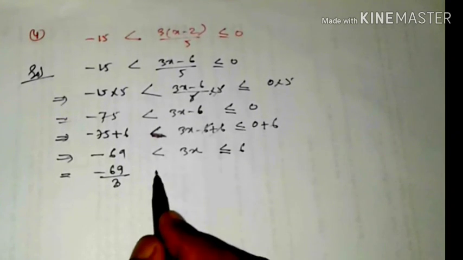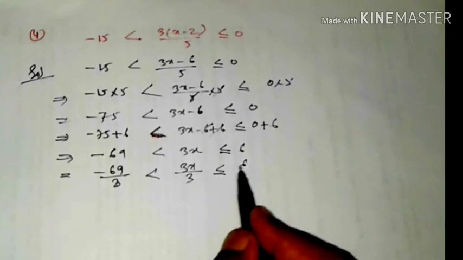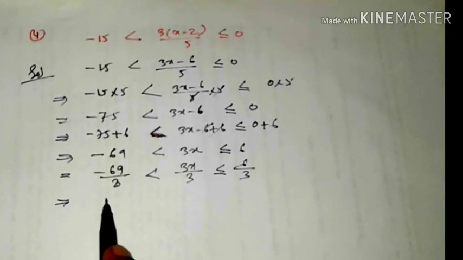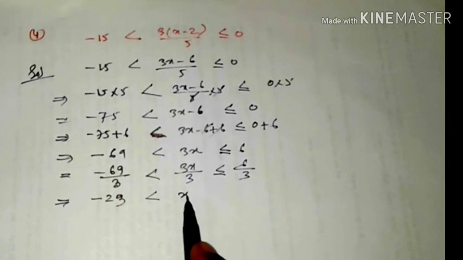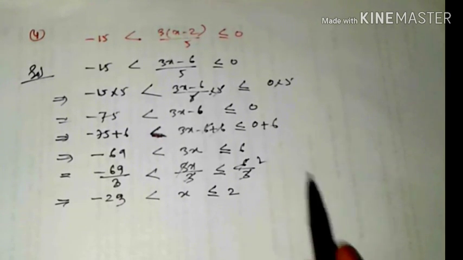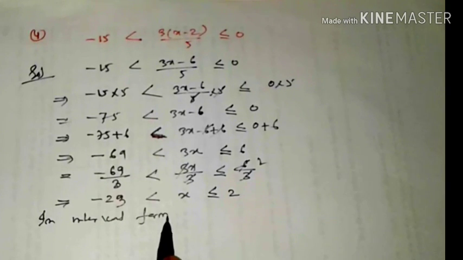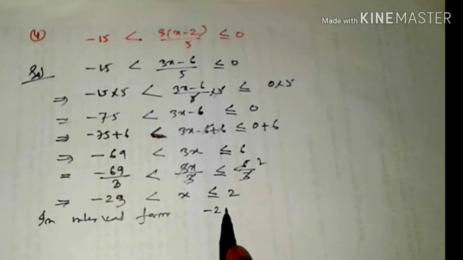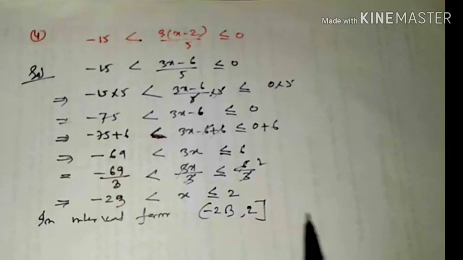Divide by 3. This is 3x by 3, 6 by 3. This is minus 2 less than x. We can cancel this. This is 2. In interval form also, in interval form, it is minus 2 to 2. That is open and this is closed.